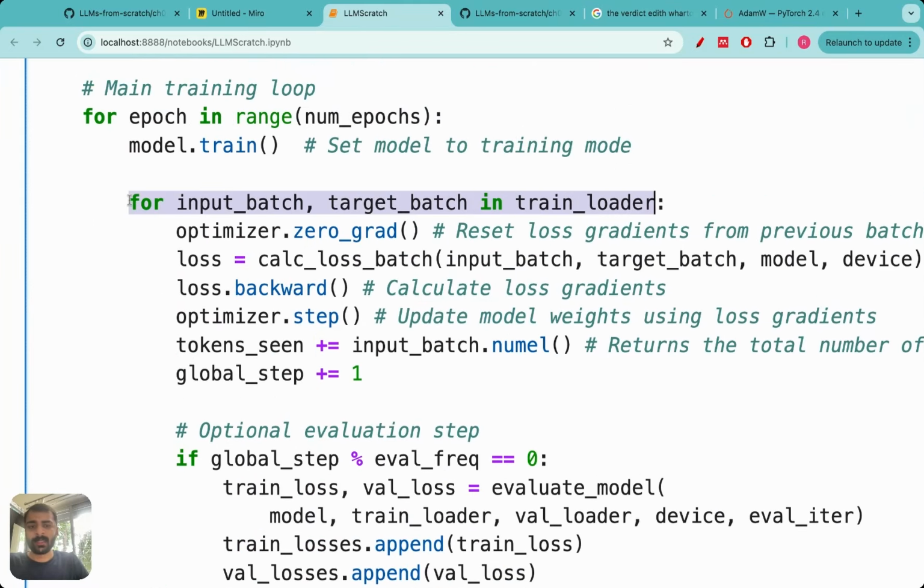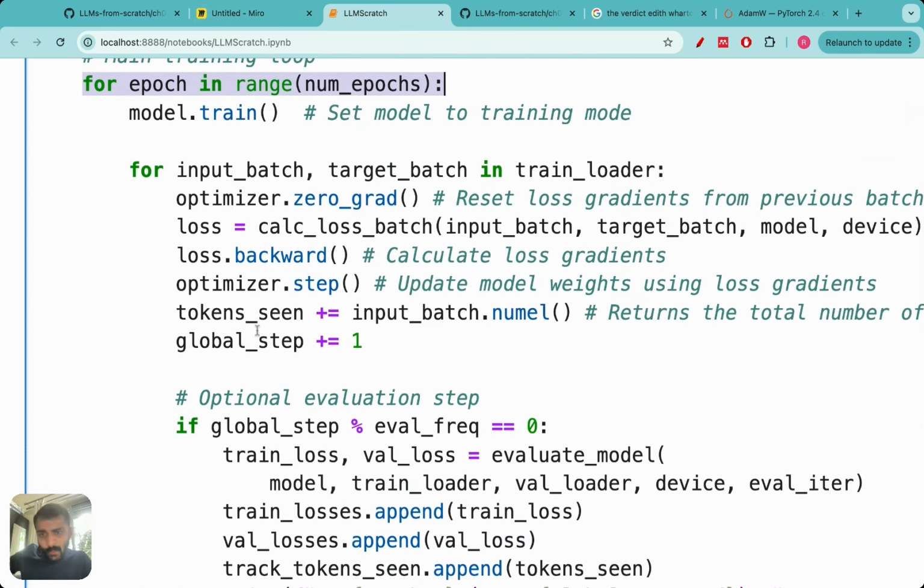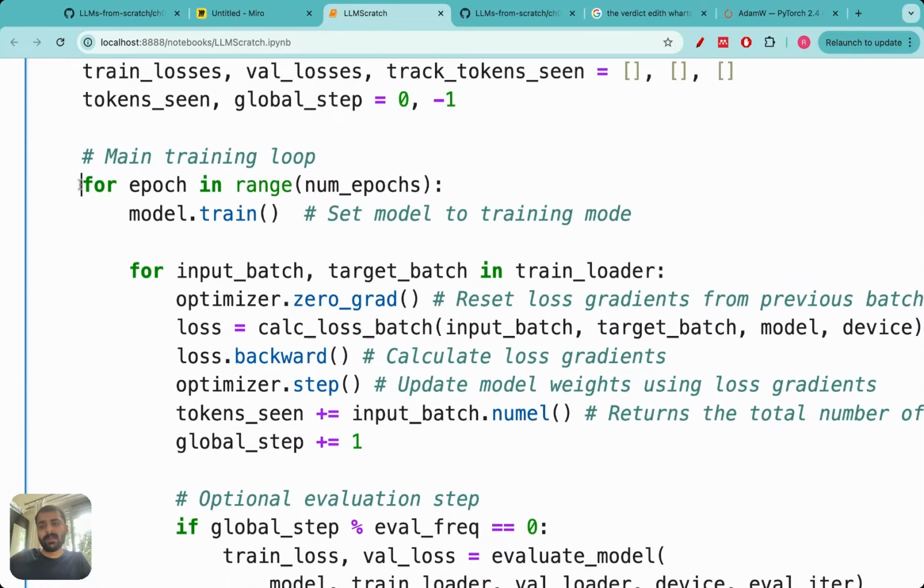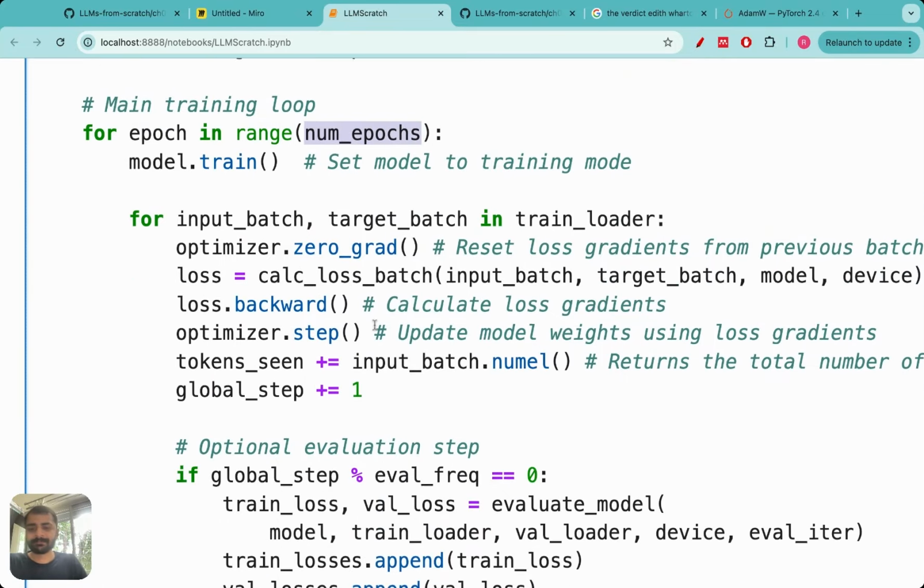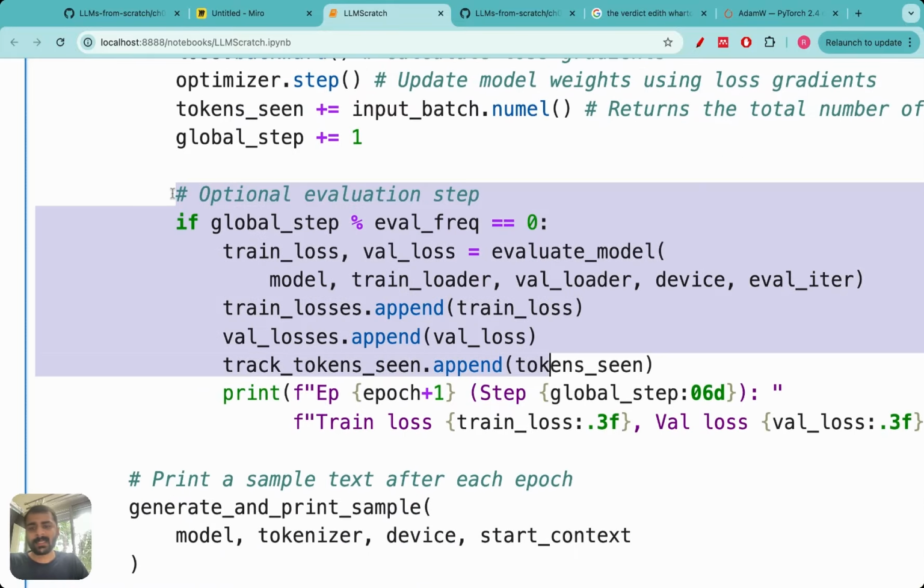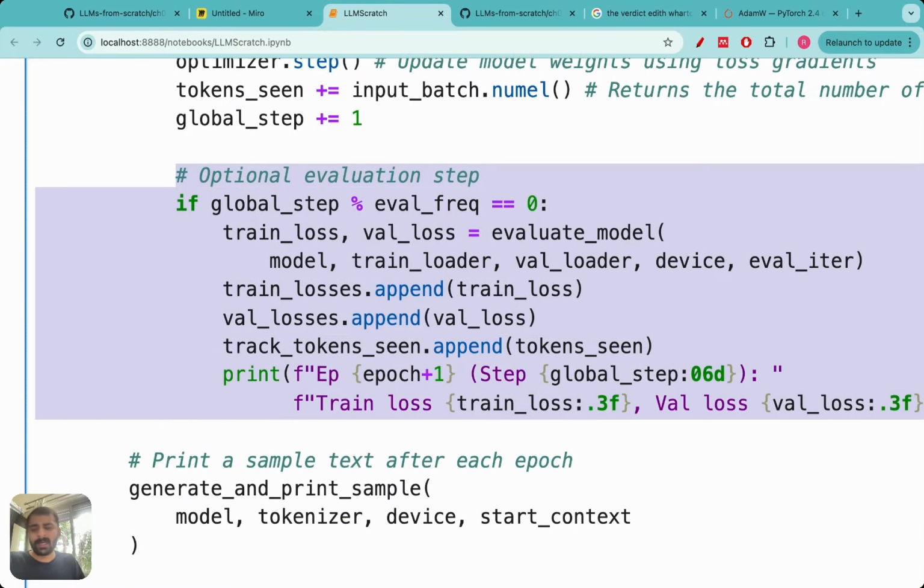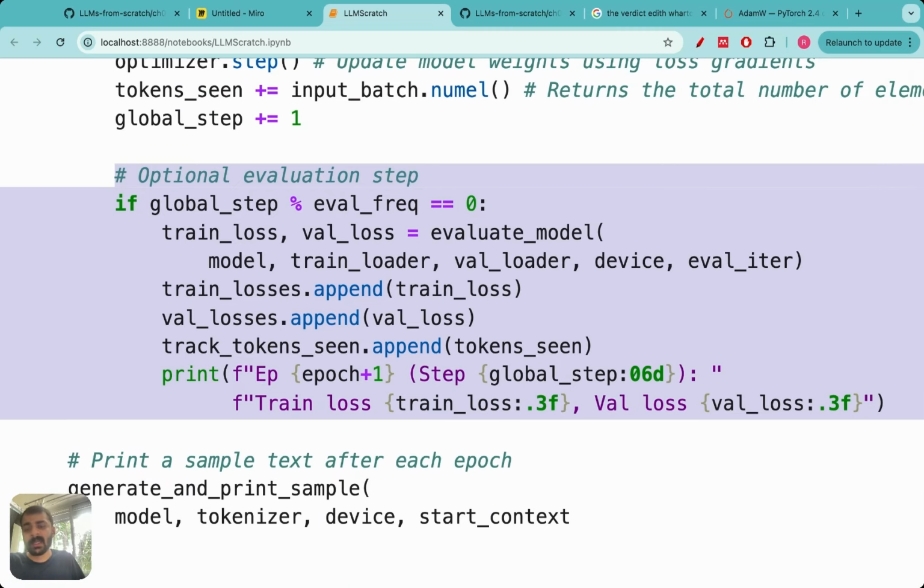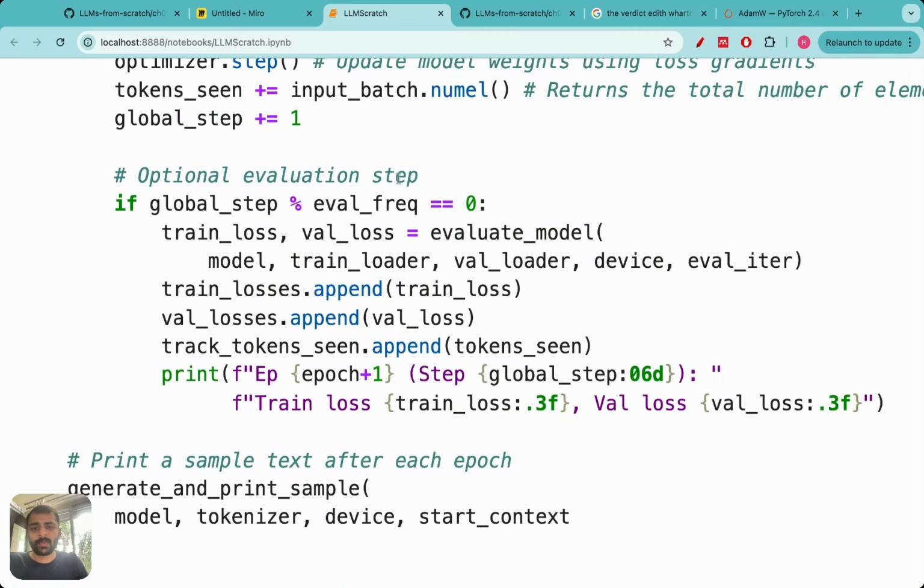This loop is for going through each batch in the training dataset, and this loop is for the number of epochs. So after we go through all of the batches, we will do the same thing again. The number of epochs is specified by num underscore epochs, right? Now this step is actually an evaluation step, so you can even get rid of this, but it's important for us to see the validation loss. In this step we are going to define a function called evaluate model, and we are going to get the training loss and the validation loss, and we are going to print these out as the training proceeds.